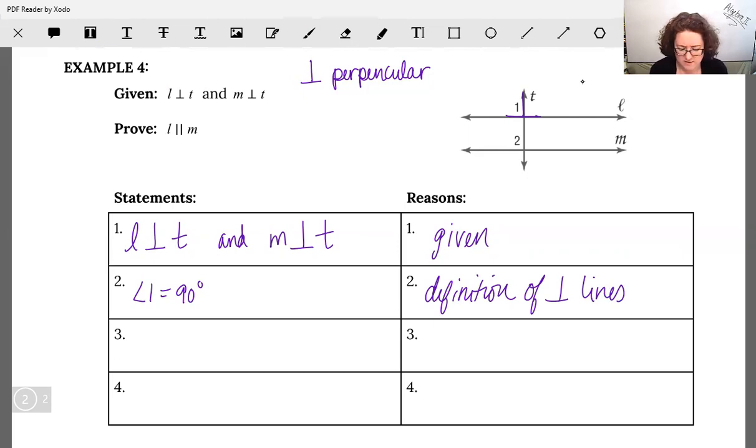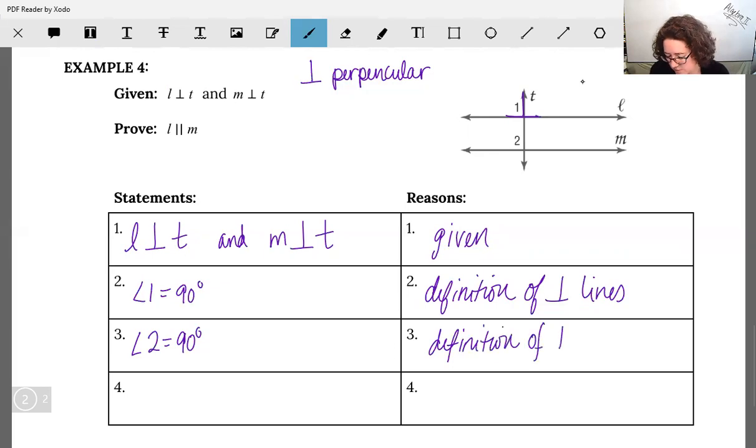Yeah, why not? I could have even put it in the same step if I wanted, but I'm going to go ahead and put it in the second one. So angle 2 is also 90 degrees. Same reason. So definition of perpendicular lines. Because if lines are perpendicular, they meet at a 90-degree angle. Okay, so that means we know that angle 1 is 90 degrees and angle 2 is 90 degrees. So wait a second, that means they're equal, doesn't it?